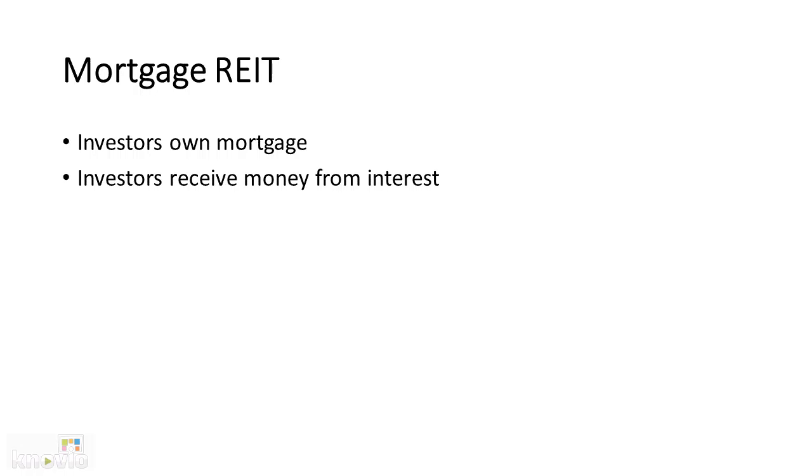The second type of trust is the mortgage trust. This is where the investor actually owns the mortgage that is lent out. The way that the investor will receive the money is through the interest on the mortgage. So however high or low the interest is, the money paid back each month on the payments is then divided up among the shareholders.